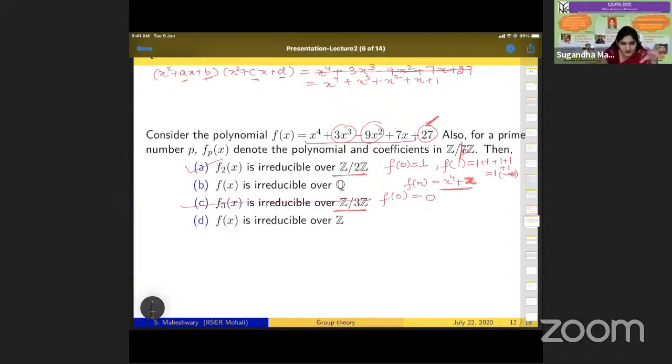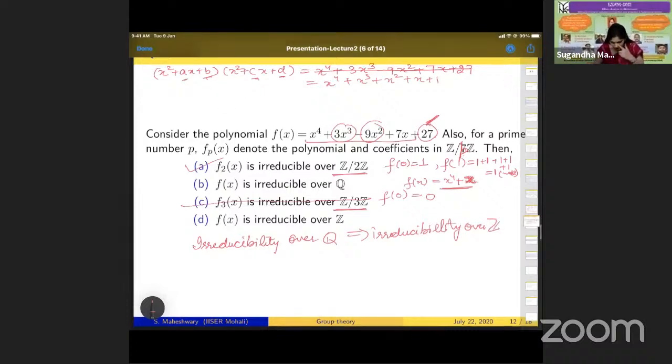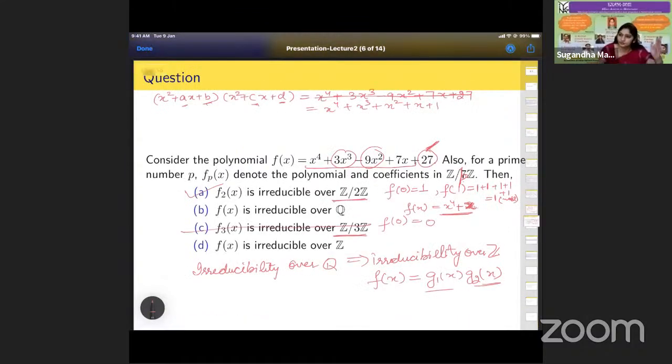So here I would like to point out that irreducibility over Q implies irreducibility over Z, right? If something is irreducible over the rationals, then it is also irreducible over the integers. That's not very difficult to see, because I'll just prove the contrapositive. If it was possible to write this as a product of two factors in Z, they are of course polynomials over Q. So that will make it reducible over Q also. So that's not something very difficult. So suppose we are able to prove that B is true, then D will automatically follow. And if not, then we will have to check for D.